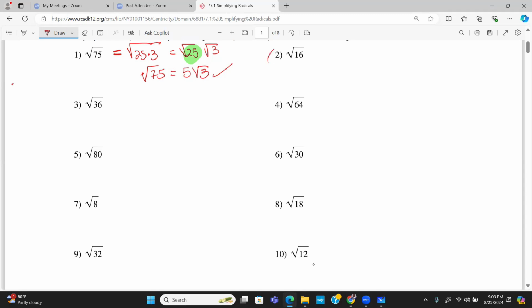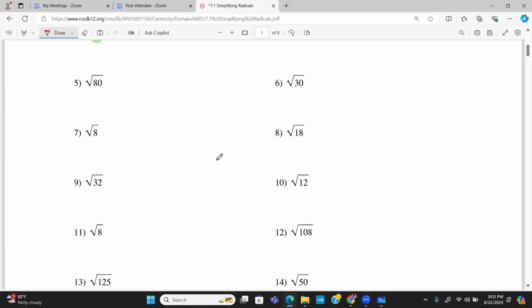Let's take a look at number 2. For number 2, we have a square number, which is 16. We actually have the square root of 16, which is 4. Let's take a look at number 3. This one is quite simple. The square root of 36 is just 6. The square root of 64 is 8.